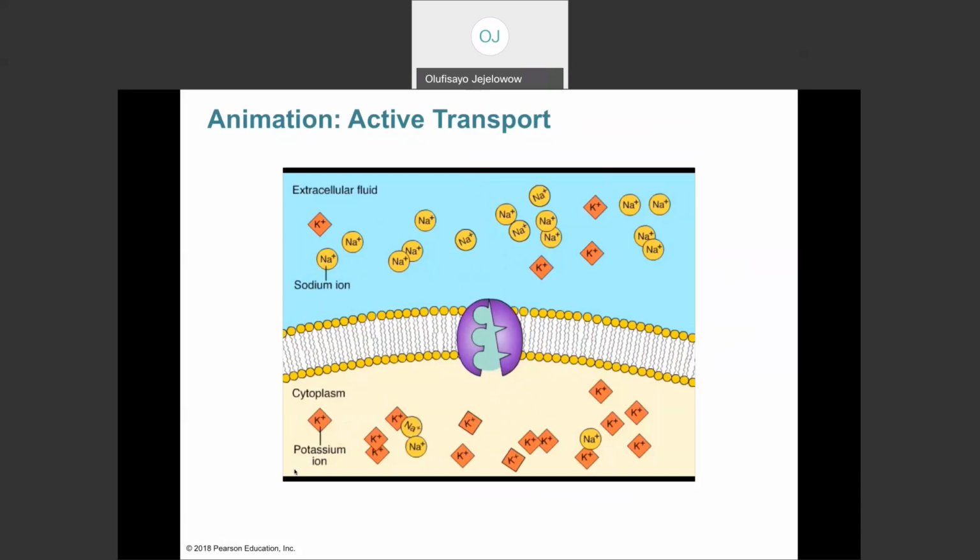Sodium ions bind to a transport protein. ATP transfers a phosphate group to the protein, adding energy that causes the protein to change shape and push the sodium ions across the membrane, where they are released outside the cell. Potassium ions now bind to the transport protein, and the phosphate group is released. This causes the protein to return to its original shape, releasing the potassium ions inside the cell. The transport protein is now ready to repeat the process.